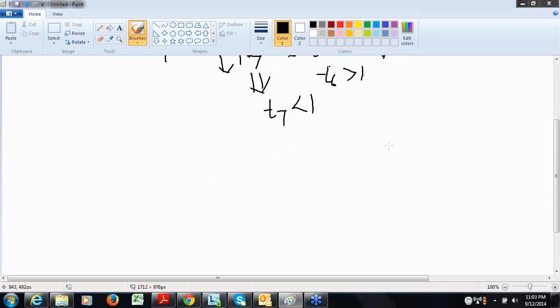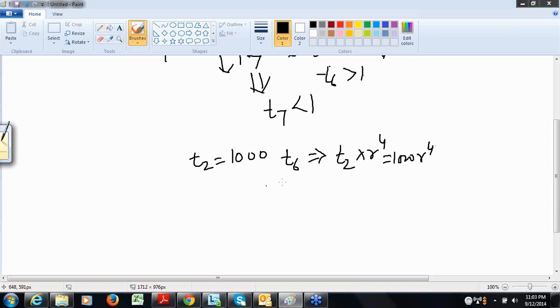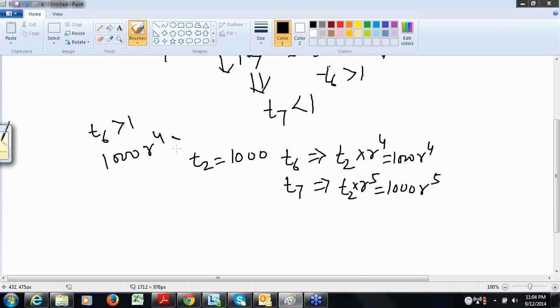Now it is given T2 is 1000. So T6 will be what? T6 will be T2 into r to the power 4, which will be 1000 r to the power 4. T7 will be what? T2 into r to the power 5, which will be 1000 r to the power 5. Now it is saying T6 is greater than 1. That means 1000 r to the power 4 is greater than 1.